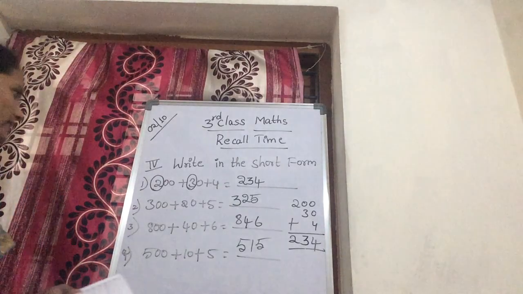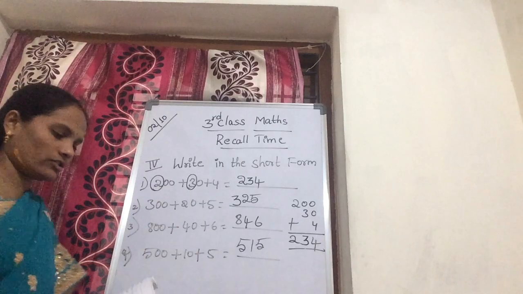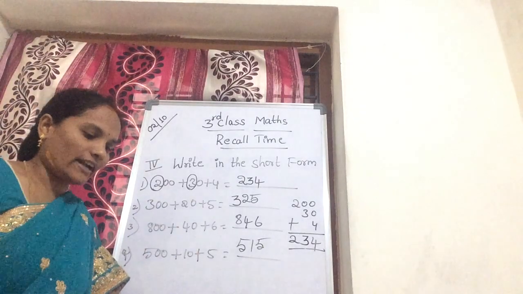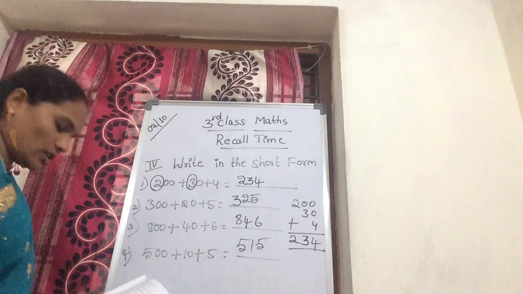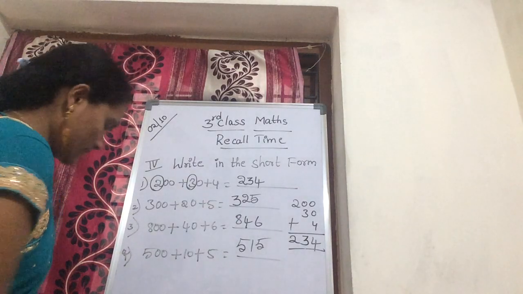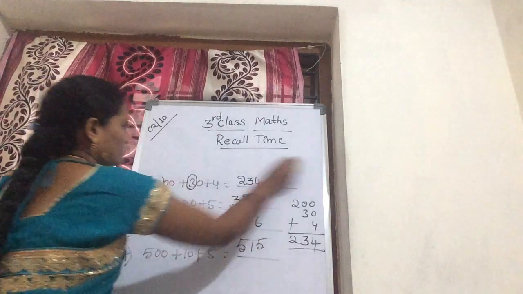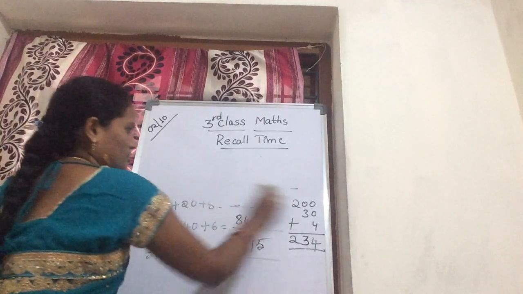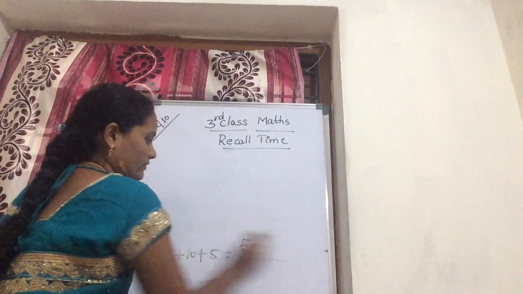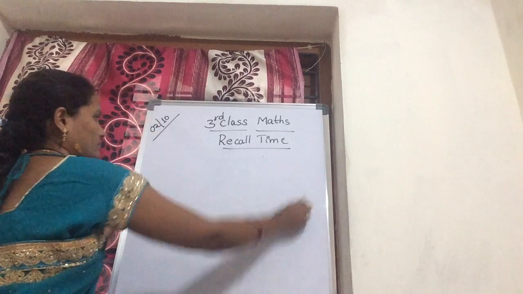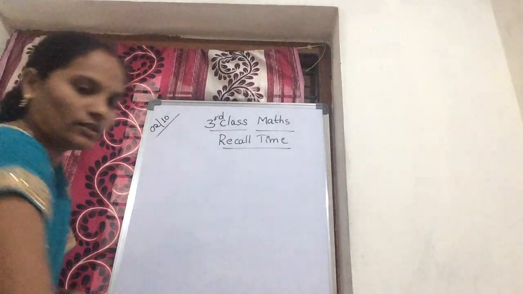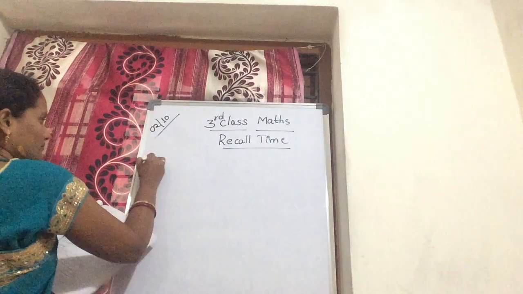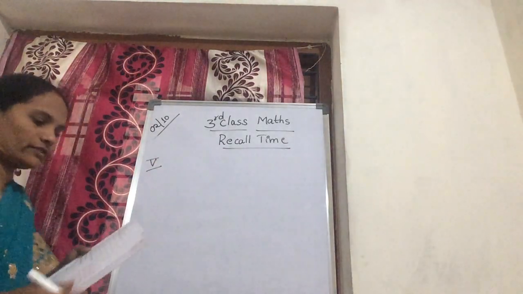Next one, what is our next bit? This is the fourth bit. Now next, the fifth bit is what? Write the numbers according to the pattern given. If you have any doubt, post in our group. Next bit, fifth bit. What is our fifth bit?